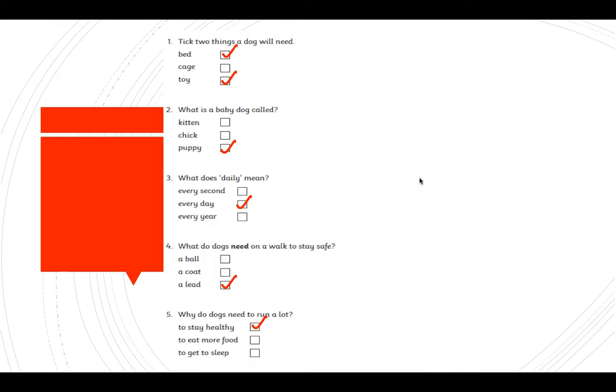Okay, I've put the answers up on my screen, so you can pause it now and just check your answers. Don't worry if you didn't get some of them right, but you can put the right answer next to it. Okay, pause the screen while you go through your questions, and then we're going on to our maths.